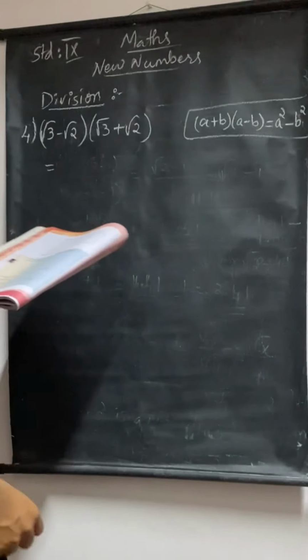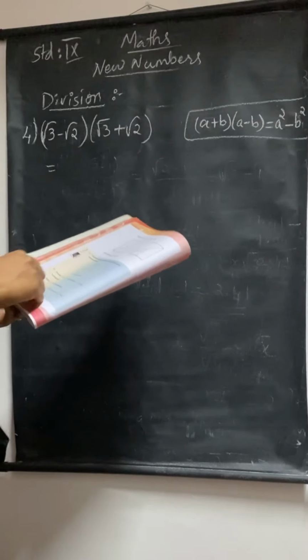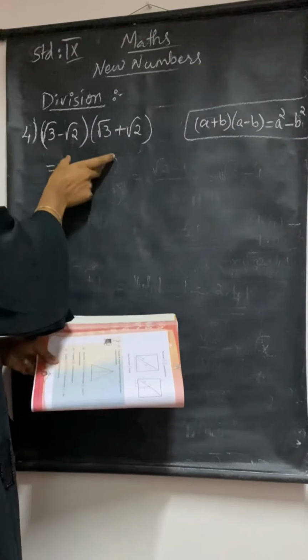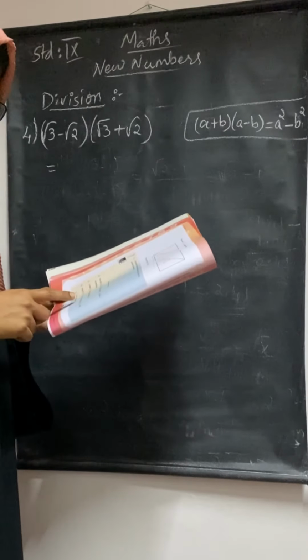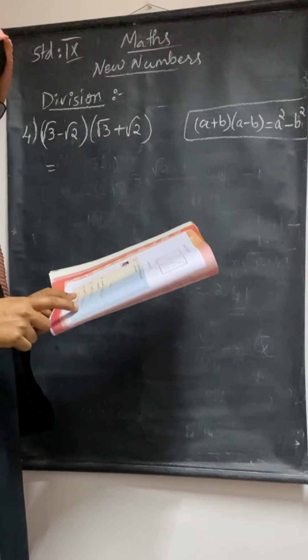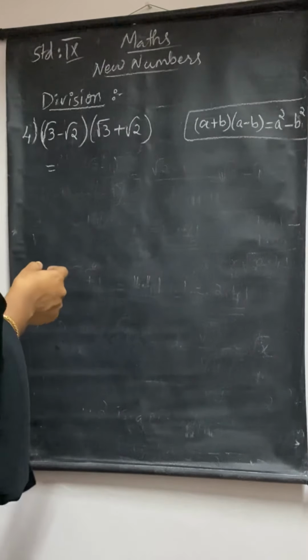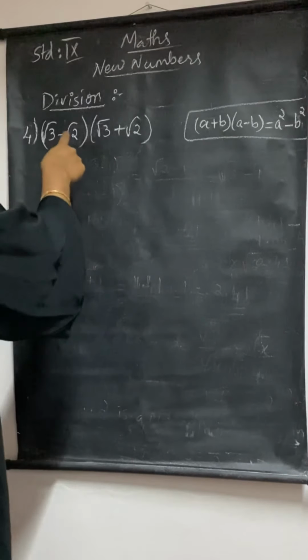Next we'll see the problem, question number 4. Simplify square root of 3 minus square root of 2 into square root of 3 plus square root of 2. That you have to simplify. What is the answer you are getting? You have to see. Use this to compute 1 by root 3 minus root 2 and 1 by root 3 plus root 2 correct to 2 decimal places. As we did before, the same way. First you have to simplify this one.